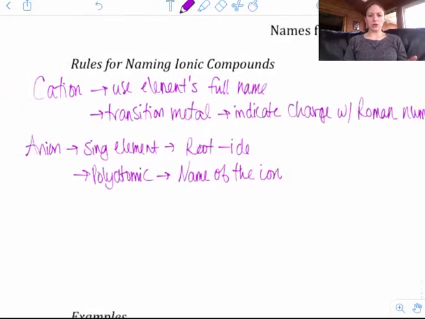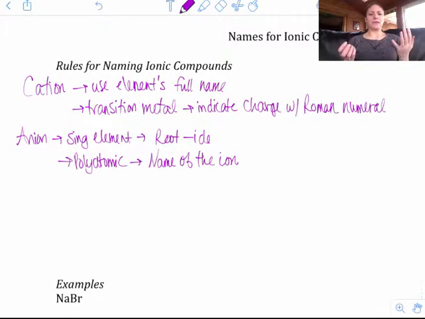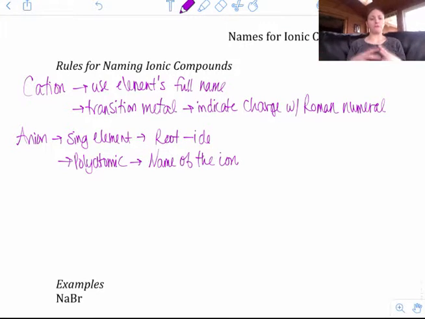So the rules here, rules or guidelines, I guess. First thing is if it's a cation, you use the element's full name. So if it's a normal cation, meaning it's a metal, it's going to be sodium. Okay, full name. If it's a transition metal, that's the only little part you have to look at. If it's in the D block, you have to indicate the charge with the Roman numeral. So you have to put in parentheses, not how many of them there are, which is what everybody always wants to do, but the Roman numeral of the charge. Which means you're probably going to have to figure out what the negative end of it is to figure out what the positive end is.